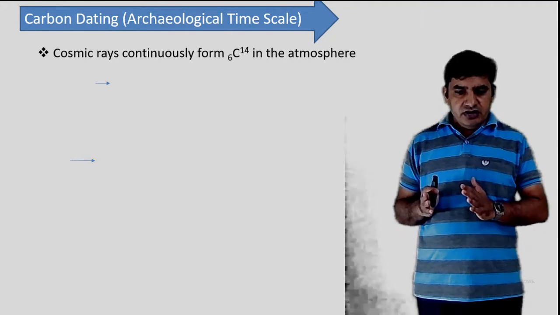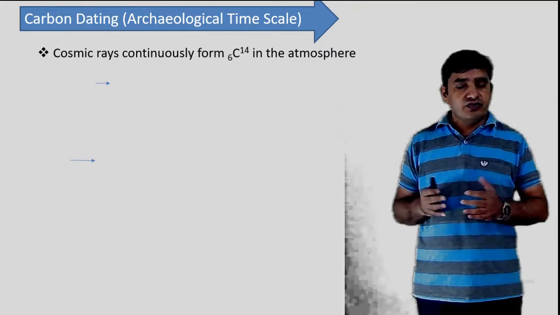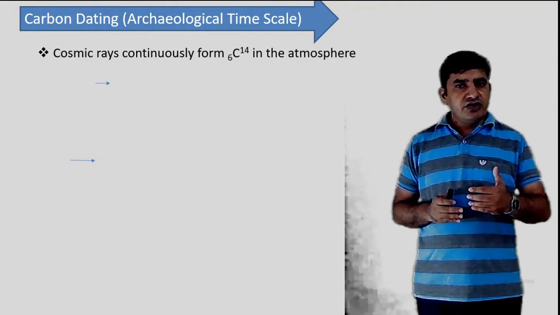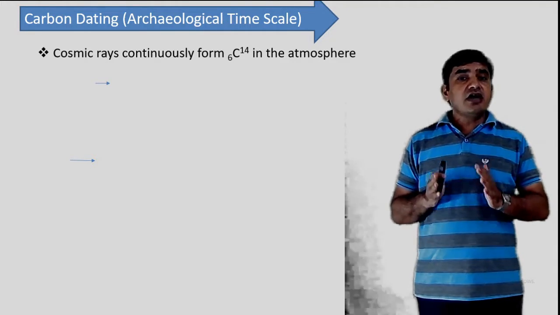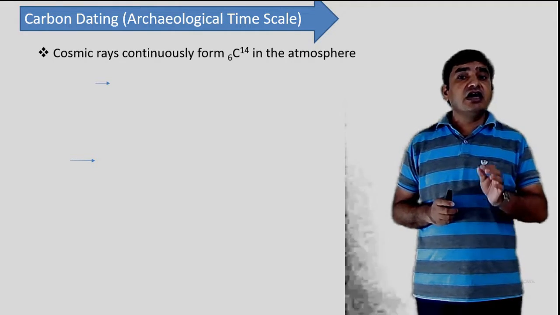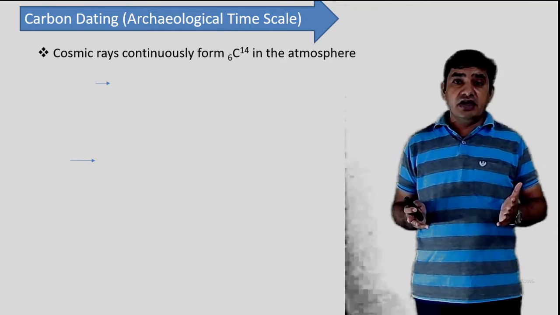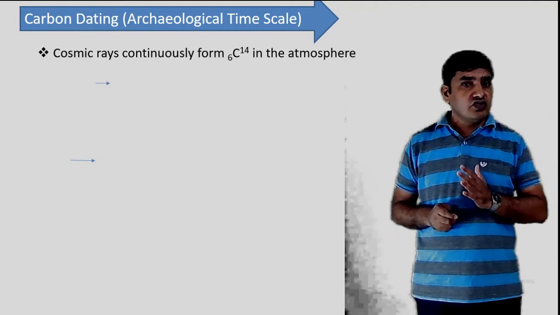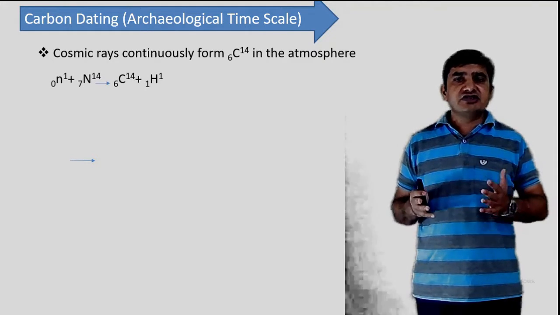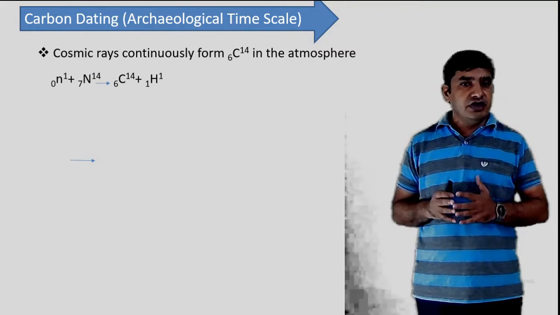Carbon has different isotopes, that is carbon 14 and carbon 12. Carbon 14 is a radioactive isotope, while carbon 12 is not. The cosmic rays continuously form carbon 14.